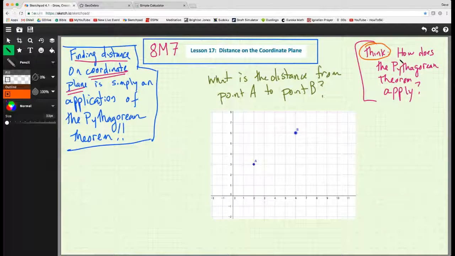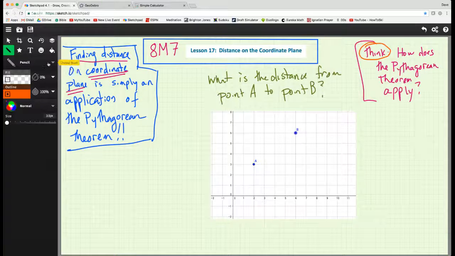But I want you to think about this. How can the Pythagorean theorem help us get the exact distance from point A to point B? Okay, let me think about that. And the answer is we're going to draw. Maybe pause and think about it. How could I draw a triangle that would help me find this distance? Imagine this distance was the hypotenuse of a right triangle. Where could I draw edges that would be legs of a right triangle?